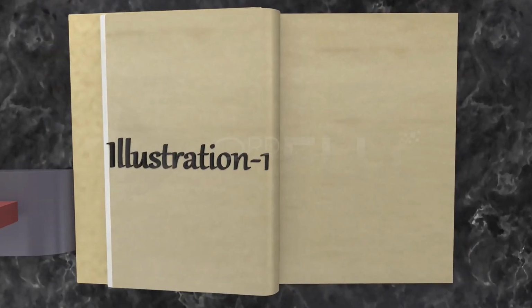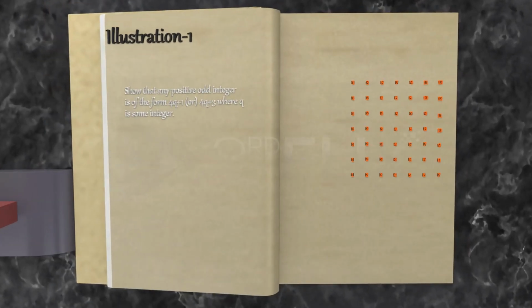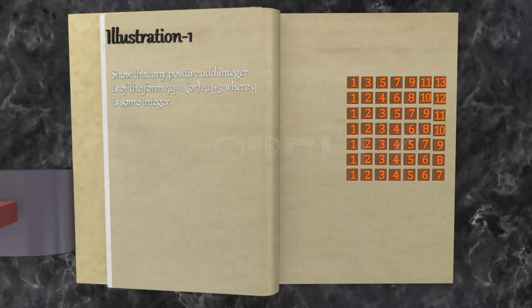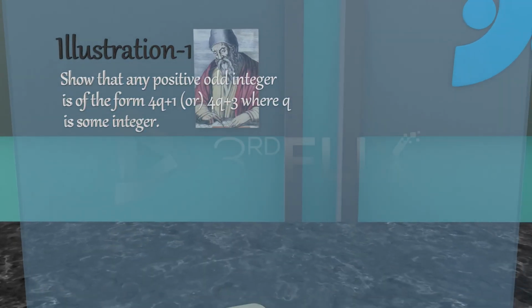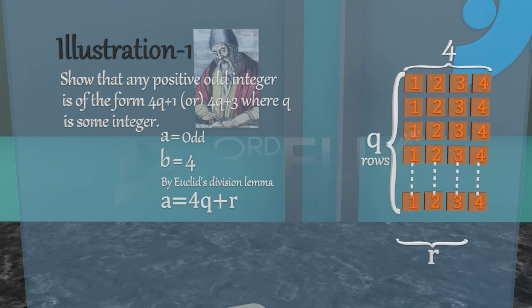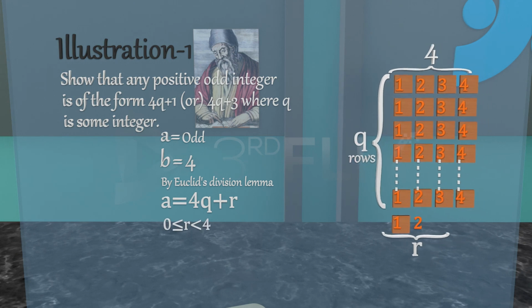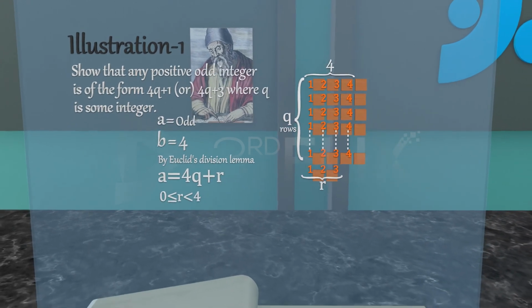Illustration 1. Show that any positive odd integer is of the form 4q plus 1 or 4q plus 3, where q is some integer. Let us consider two positive integers a and b, where a is an odd integer and b equals 4. Then, by Euclid's division lemma, we have a equals 4q plus r, where q, r are integers and 0 less than or equal to r less than 4, implies possible remainders are 0, 1, 2, 3.